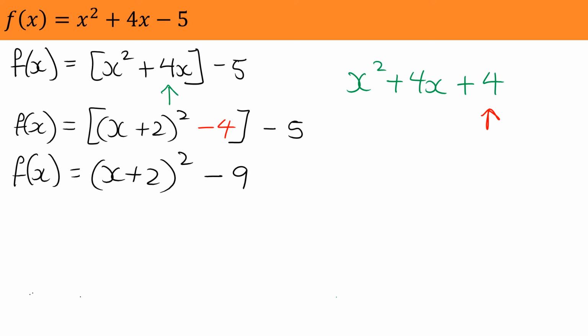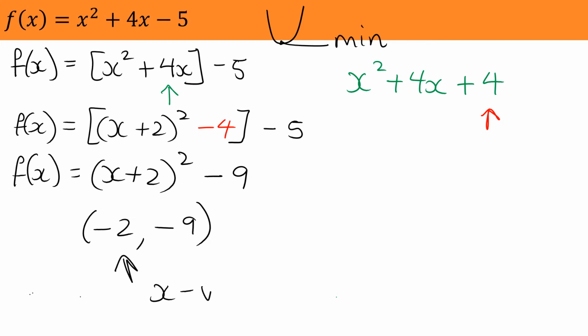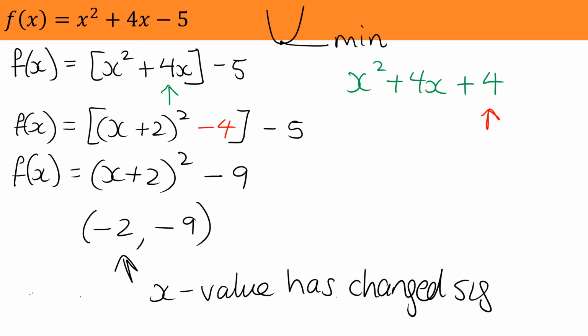Now that is the completed square version of this function, and what this gives us is the maximum or the minimum of a quadratic function. In this case, because it's a U-shaped curve, it will give us the minimum, and the minimum is minus 2, minus 9. Now notice that the x value has changed sign.